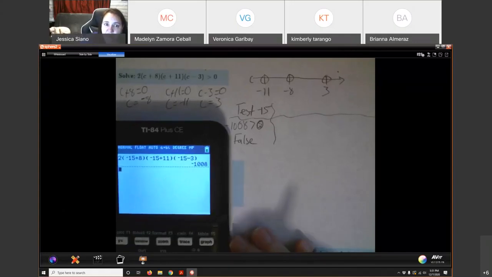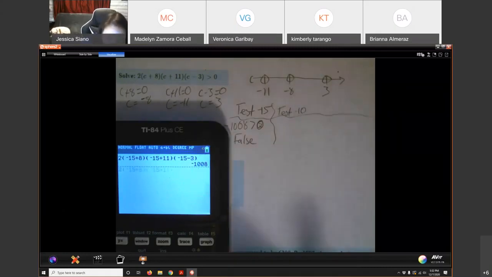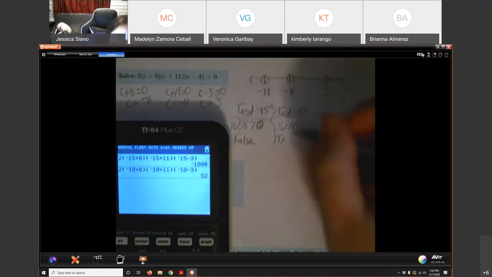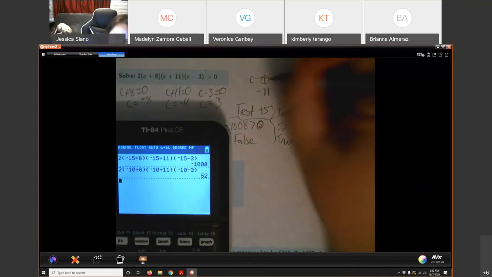Now let's test a value in between -11 and -8. How about -10? And any number in between -11 and -8 would work. So if you'd done -9, negative whatever, anything in between -11 and -8 would work. This time I got 52. And that is true. Now, since when I plug in a number in between -11 and -8, I get a true inequality, I'm going to shade in that section of the graph.